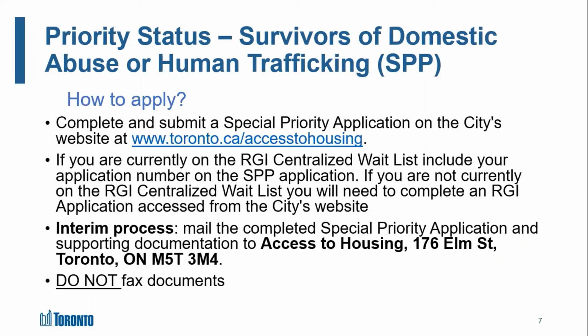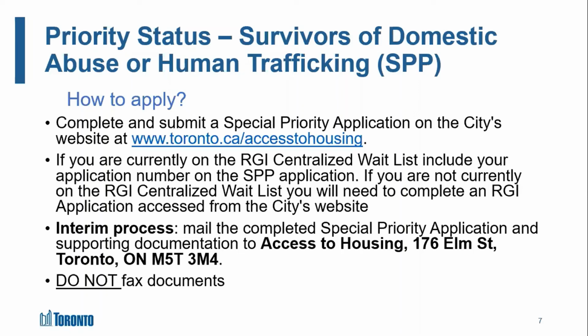How to apply. Complete and submit the special priority application, which can be found on our website. If your client is currently on the centralized wait list, please include their application number on the SPP application. If the applicant is not currently on the rent geared to income wait list, they will need to complete the RGI application. And again, it can be accessed from our city website.